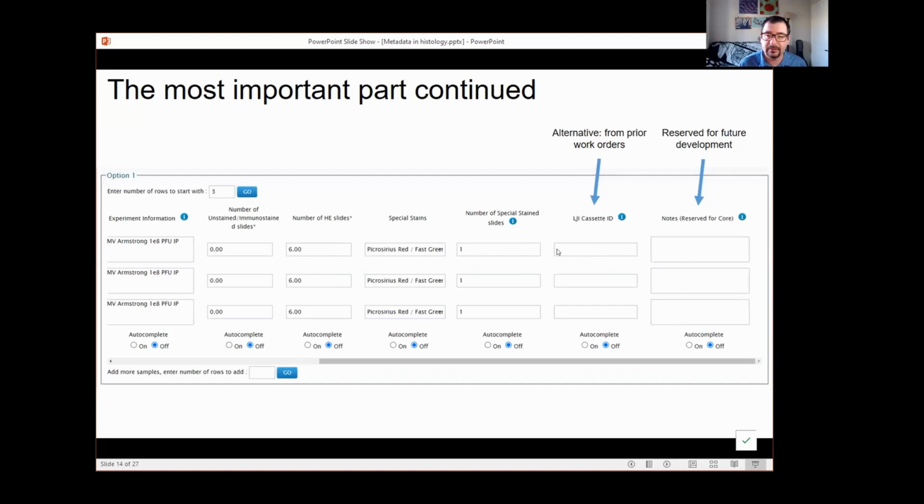So they can put in the 4 digits that are on each cassette. So we can piggyback on the information that was already in. And this is essentially reserved for future development. If we want to add something and not change all of that layout, we can put it in here.